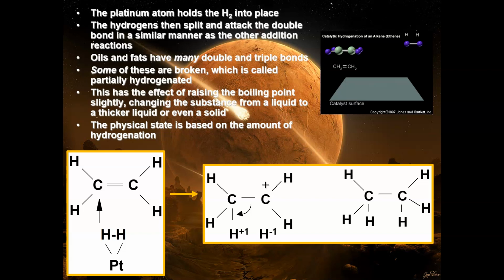So when we're looking at oils and fats, there's a lot of double and triple bonds. Some of these are broken, which is what we call partially hydrogenated, and that's going to raise the boiling point slightly. If we continue and eventually break all of them, it's going to be much, much more. So the physical state is going to be based on the amount of hydrogenation. We are going to go from a liquid to a slightly thicker liquid to even perhaps a solid based on the amount of hydrogenation.